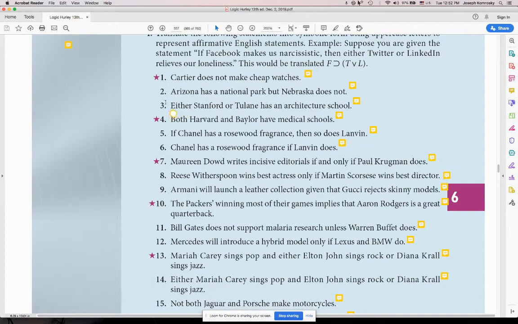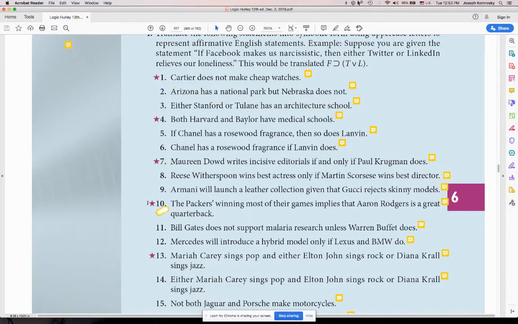What about 3? Either Stanford or Tulane has an architecture school. So this word or divides both of these simple statements. How do we want to represent this whole thing? You could use any letter you want. But how about using the letter S, just because we have Stanford? So this whole thing, S or T for Tulane. So S or T. Turns out this or, we'll use a symbol. It'll be like a little V called a wedge. So we'll say S wedge T.